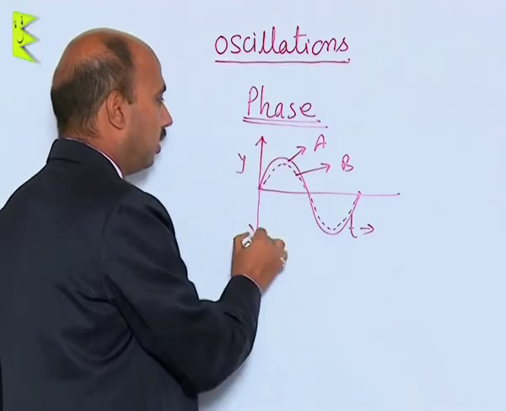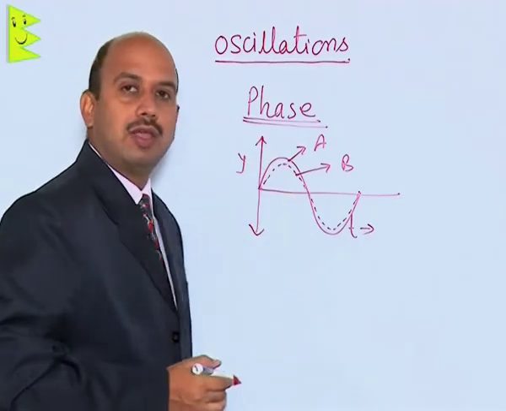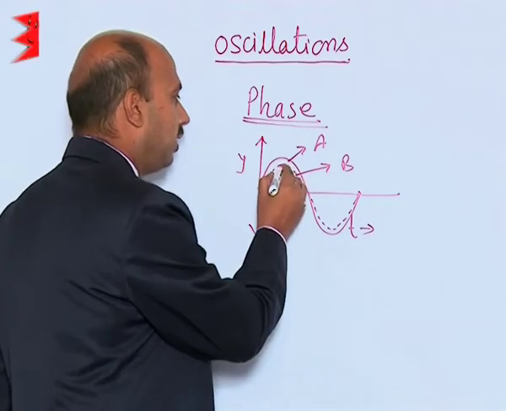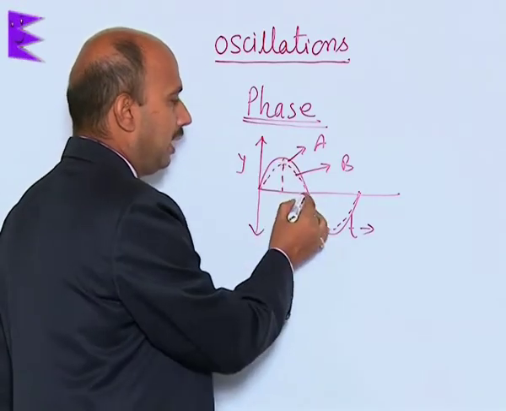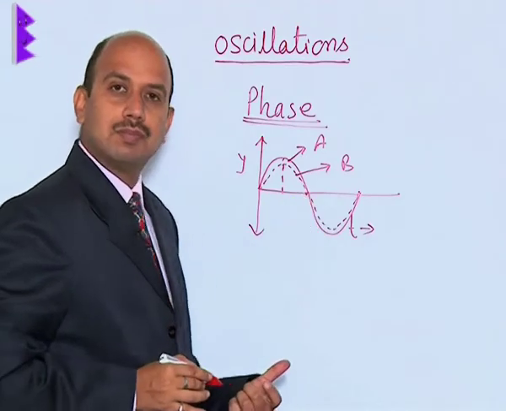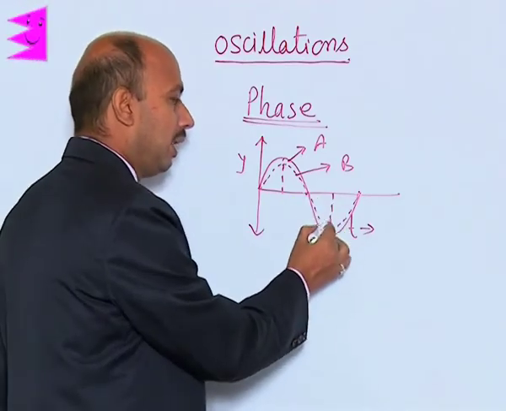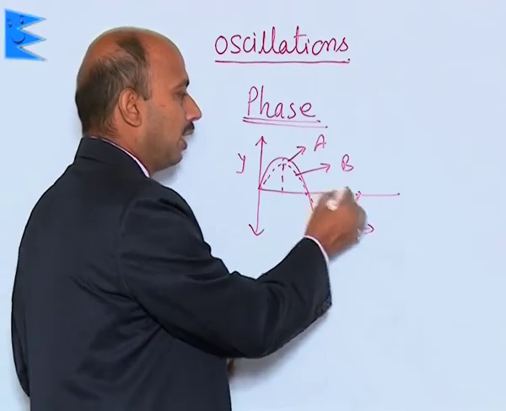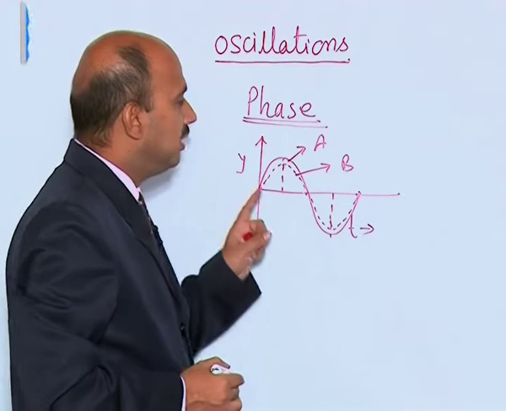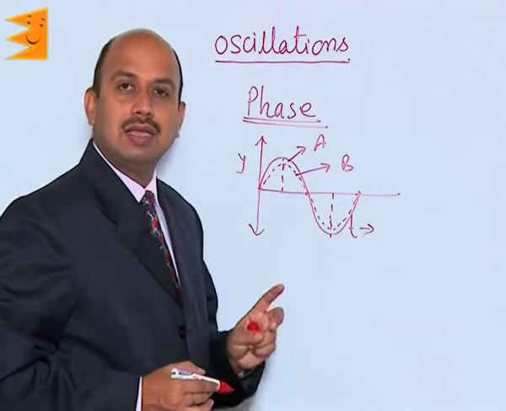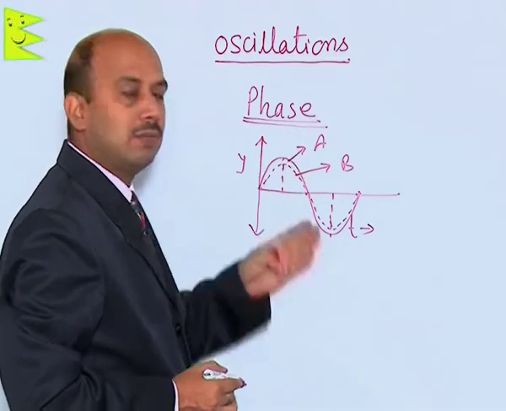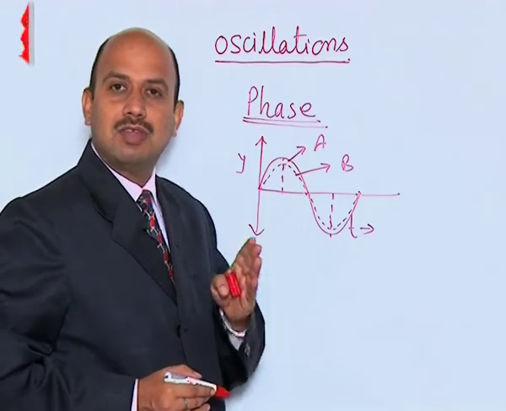Now, see here, in both the graphs both the bodies are attaining maximum position at the same time, attaining 0 at the same time. Similarly, they are attaining maximum negative at the same time, and also again coming back to 0. So, these two bodies are oscillating in the same phase. So, between the oscillation of the body A and B, the phase difference is 0.